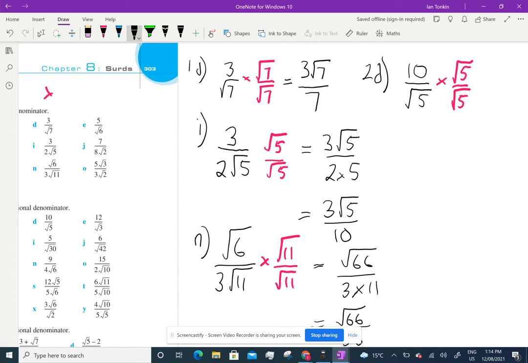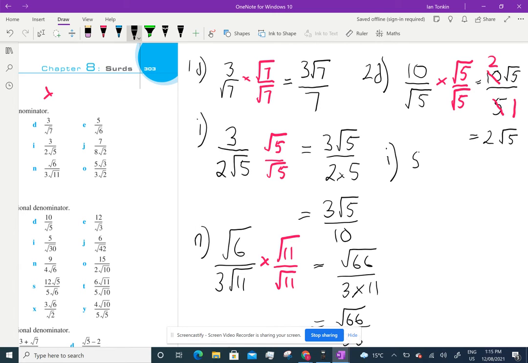Now, when I do that, root 10 times root 5, that's just 10 root 5. Root 5 on root 5 is 5. Now I can cancel because 5 goes into itself once and 5 goes into 10 twice. So my final answer is 2 root 5 all over 1. But I don't need to write the all over 1. Now remember, if you're watching this and you're doing these questions, stop the video, have a go at the question, make sure you're getting it right.